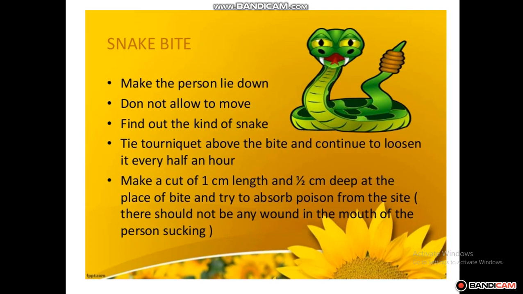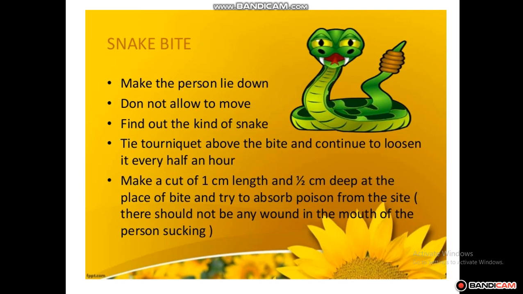Snake bite. Make the person lie down. Do not allow them to move. Find out the kind of snake. You can ask whether it is a harmful one or not. Tie a tourniquet above the bite and continue to loosen it every half an hour. So always see that above the bite you tie the tourniquet or a cloth.